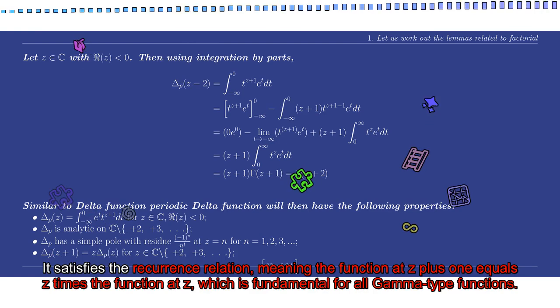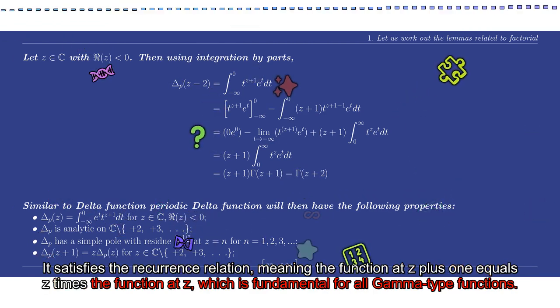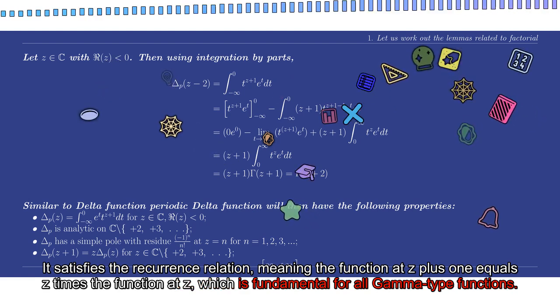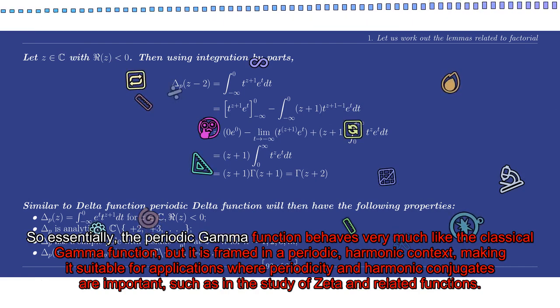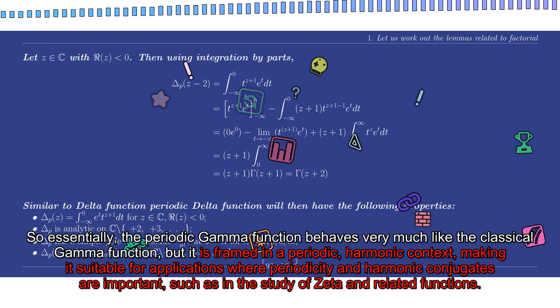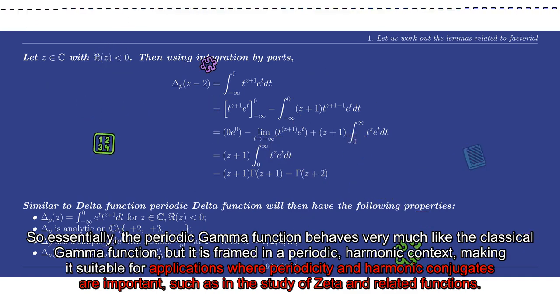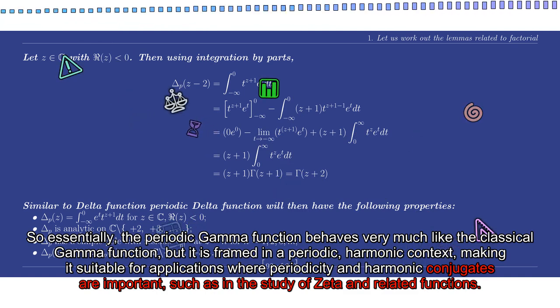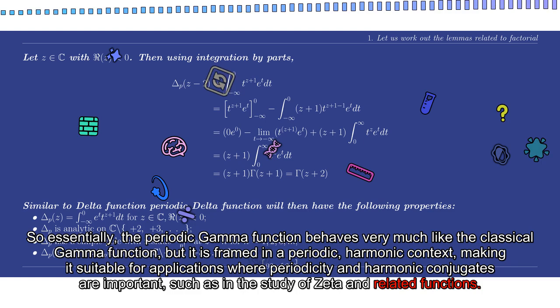It satisfies the recurrence relation, meaning the function at z plus 1 equals z times the function at z, which is fundamental for all gamma-type functions. So essentially, the periodic gamma function behaves very much like the classical gamma function, but it is framed in a periodic harmonic context, making it suitable for applications where periodicity and harmonic conjugates are important, such as in the study of zeta and related functions.